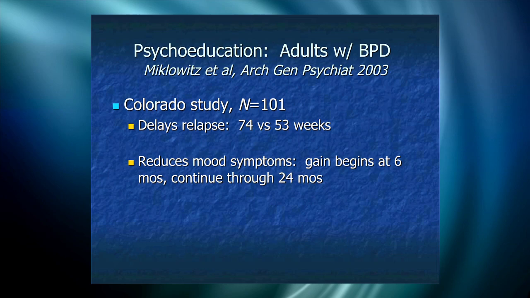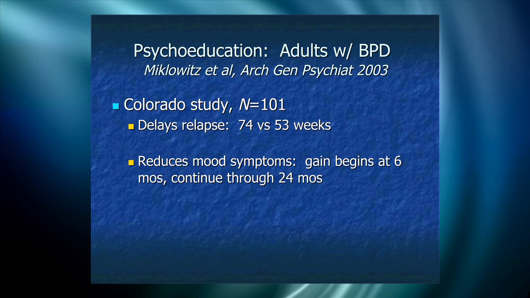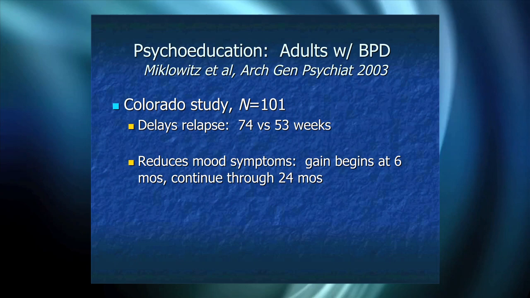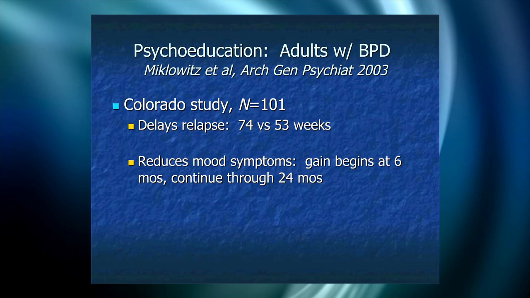In a study that they did in Colorado, they followed 101 adults and found that when you combined, in this case they had individual therapy or they had the FFT, plus medication done in a very nice algorithm format in their clinic, they found that adding on the family component delayed relapse by half of a year, which is a substantial, important clinical outcome, and also reduced mood symptoms. The gains began by 6 months into treatment and continued throughout the 24 months of the follow-up in this study.